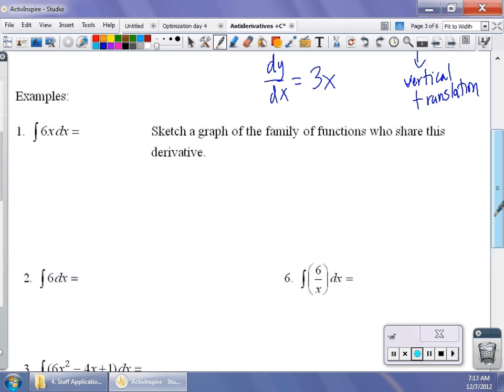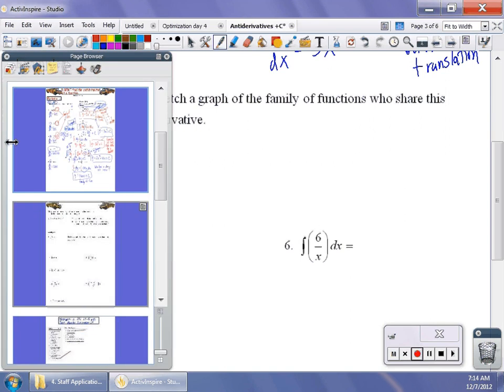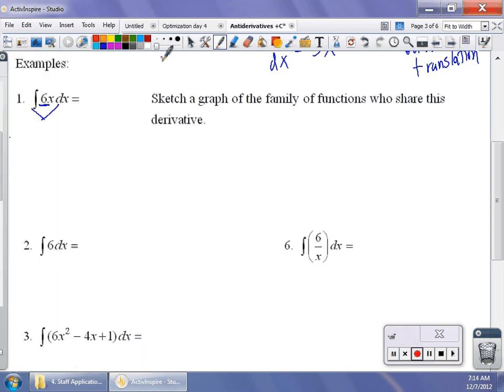All right, let's look at that visually. Same problem that we had earlier. We're going to find the antiderivative. Now notice this time we're not starting out with a differential equation. We're basically given the problem to find the antiderivative in terms of x of the function 6x. We're going to reverse the power rule. So we increase the power by 1, 6x squared, divide by the new power, plus a constant of integration. When we clean that up, we get 3x squared plus c.